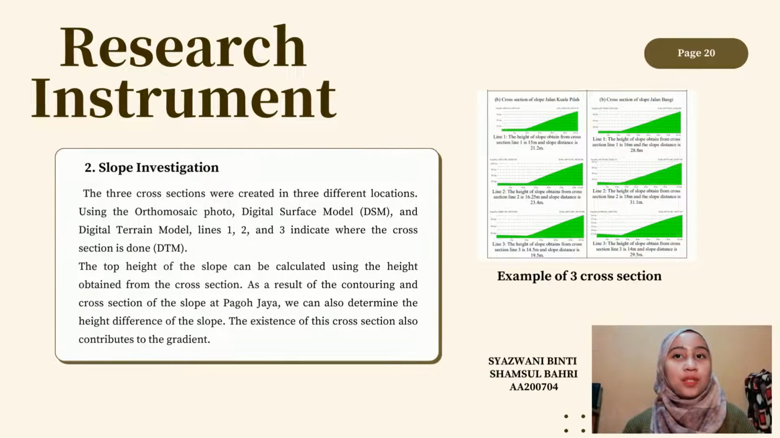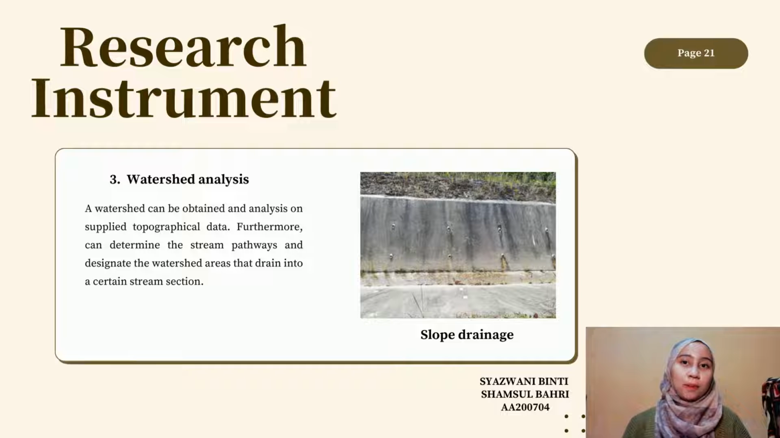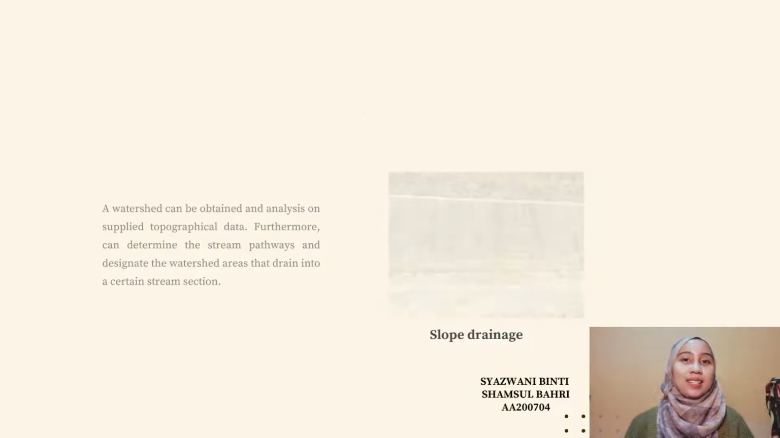Next, the slope investigation will be made based on the DTM photo. The photo will be divided into three cross-sections to get the height of the slope and contouring the cross-section. After that, we will make a watershed analysis on supplied topographical data. In this part, the watershed will be dropped to simulate the water stream at Taman Pagoh Jaya. This process is to check the condition of the slope drainage.